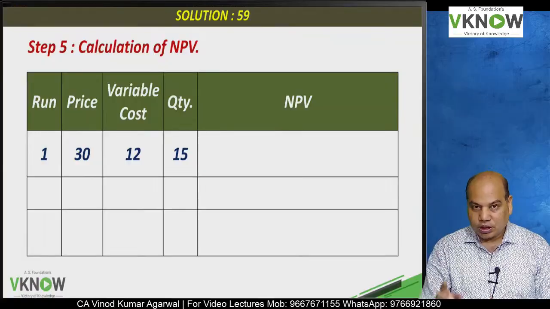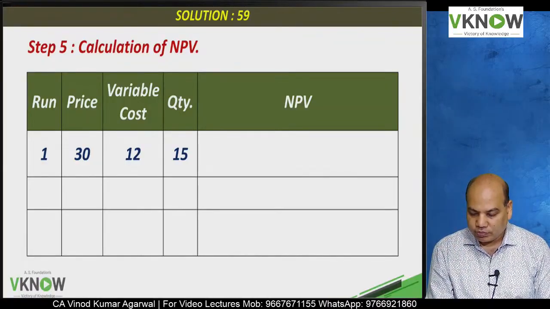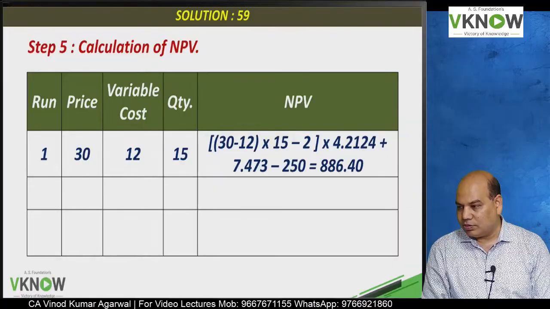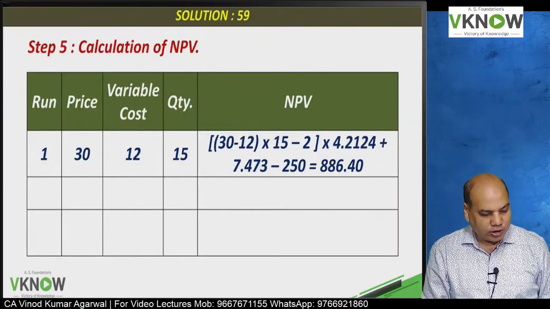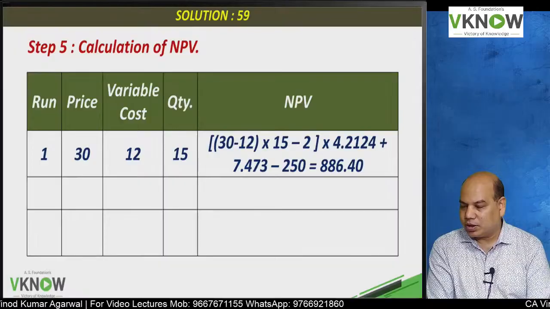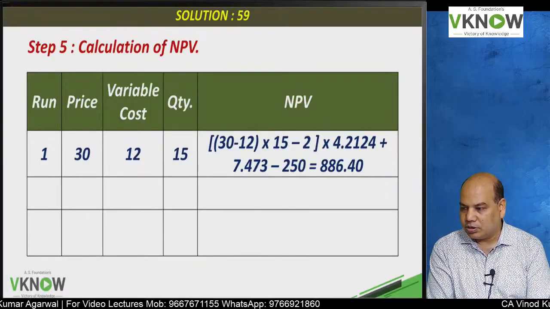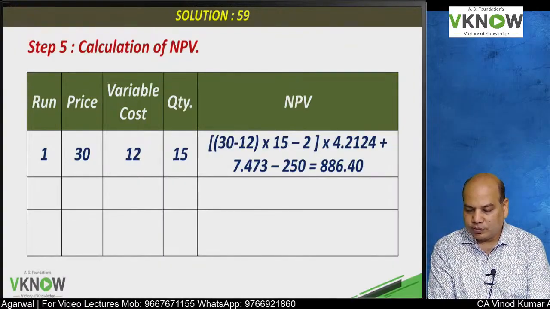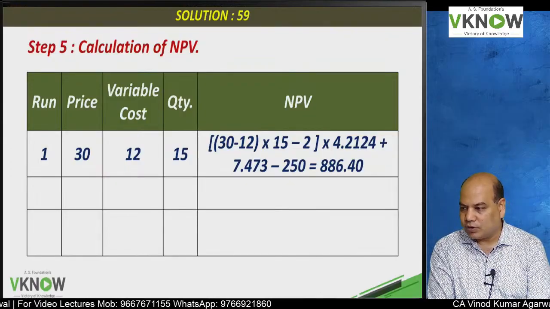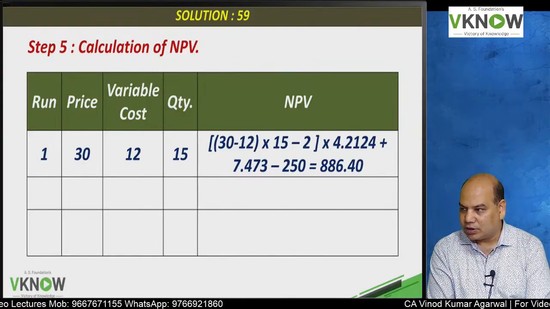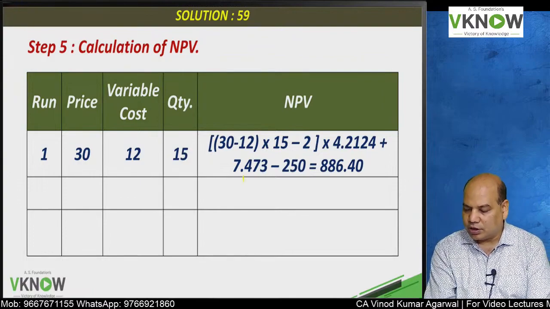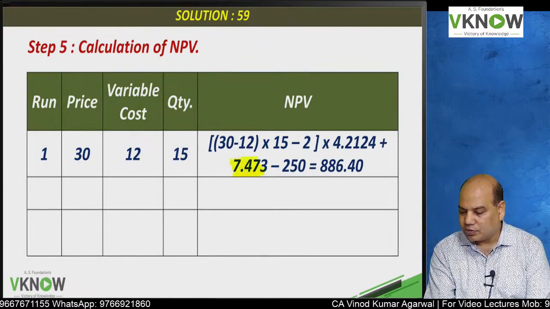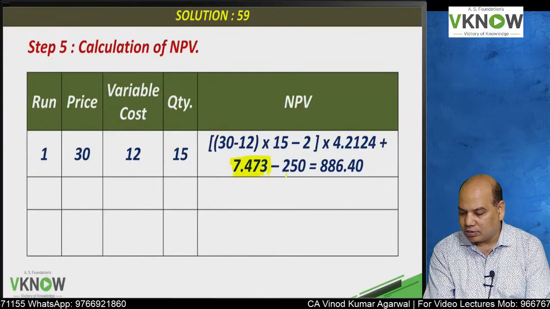Now I have already given you the NPV model. Put the values in that NPV model. Selling price 30 minus variable cost 12, into 15 quantity, minus 2 fixed cost. Put all this in one bracket, multiplied by PV annuity factor 4.2124, plus present value of salvage value. This is PV of salvage value, 10 into factor, and this is your project cost.